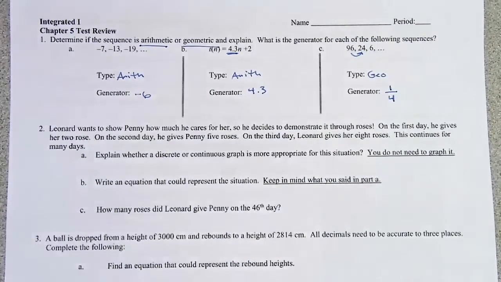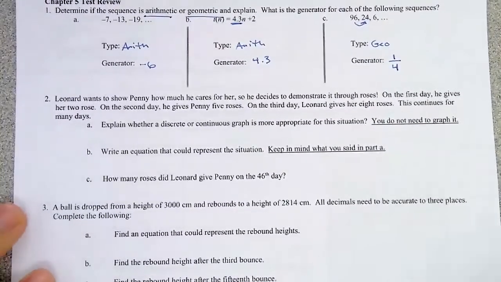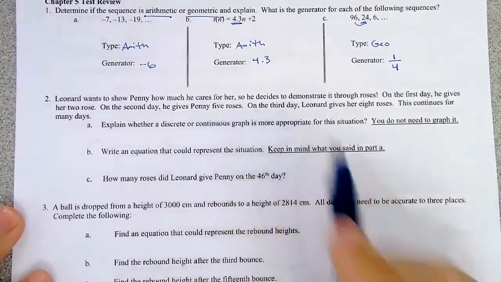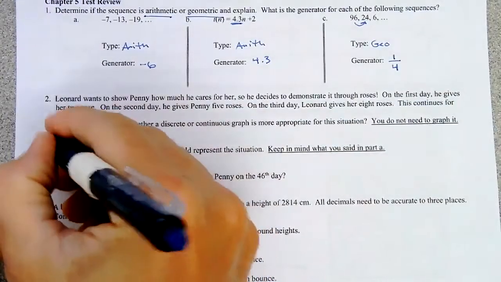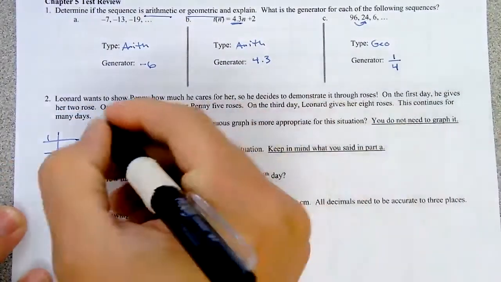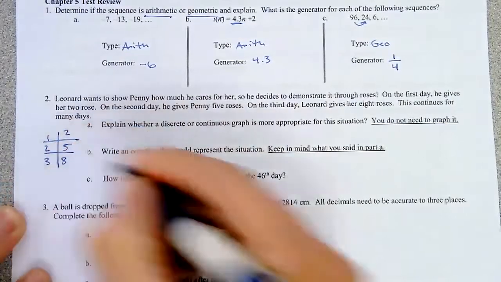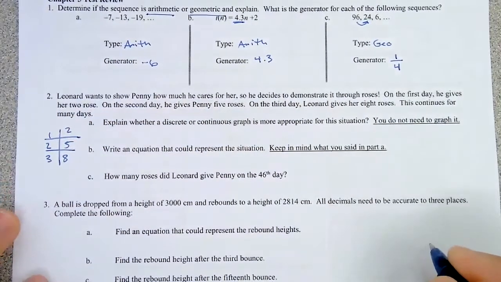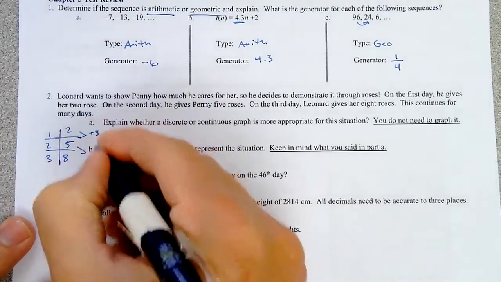Okay, number 2, Leonard wants to show Penny how much he cares for her. So sweet. So he gets her a bunch of roses. First day, he gives her 2. Second day, he gives 5. Third day, he gives 8. So day 1, he gives 2. Day 2, he gives 5. Day 3, he gives 8. So hopefully you can recognize that we are adding 3 each time here.